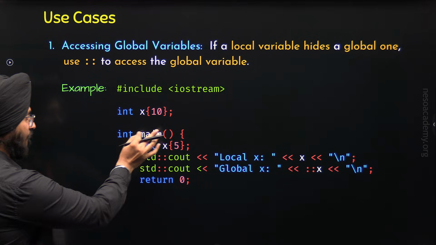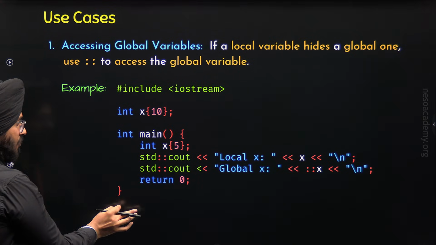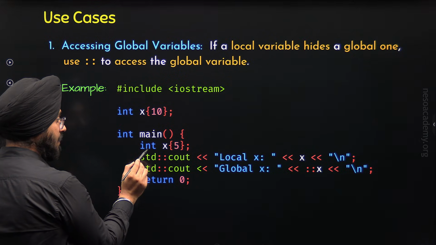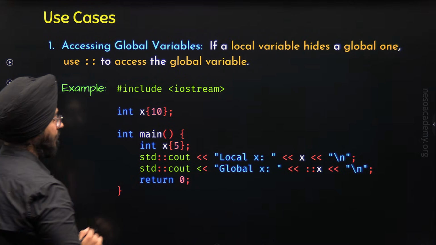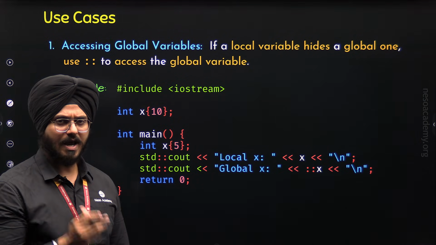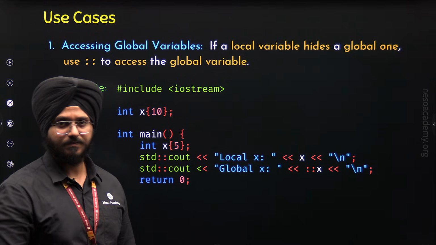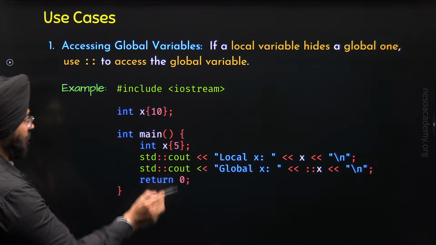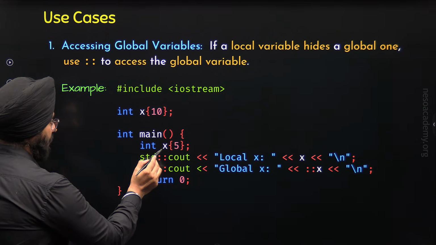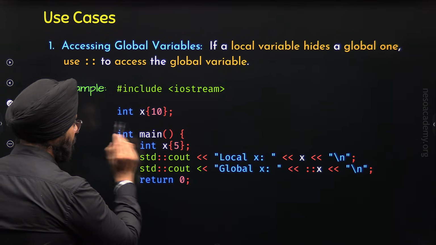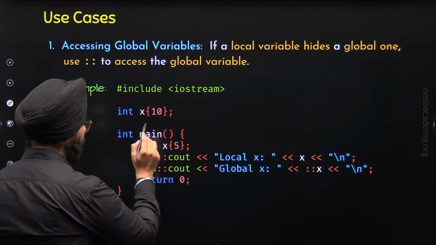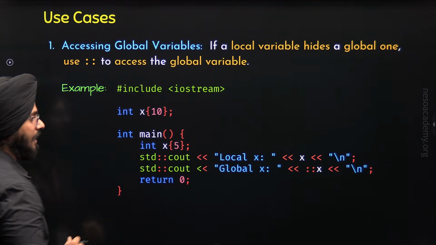Now here is the main function. Within this main function, I have defined this variable x of type integer with value 5. This is the local variable. Now why am I calling this a local variable? This is because this variable is defined within the main function. This variable has the scope of the main function, and therefore this variable is accessible within this main function only.